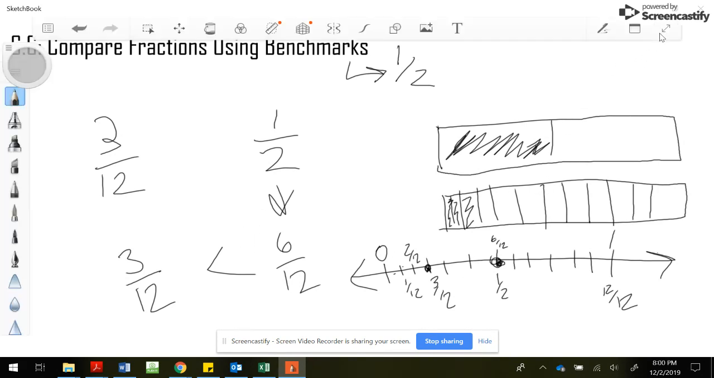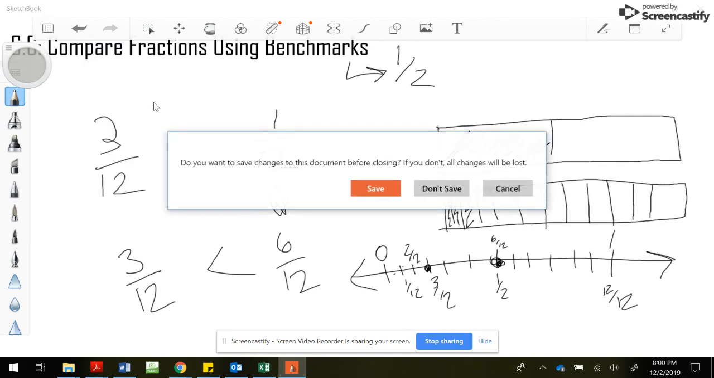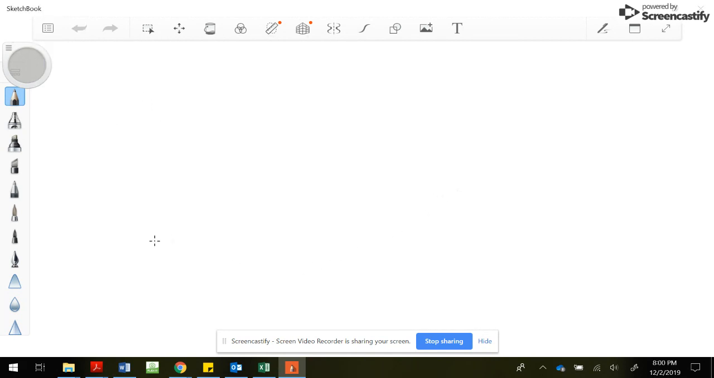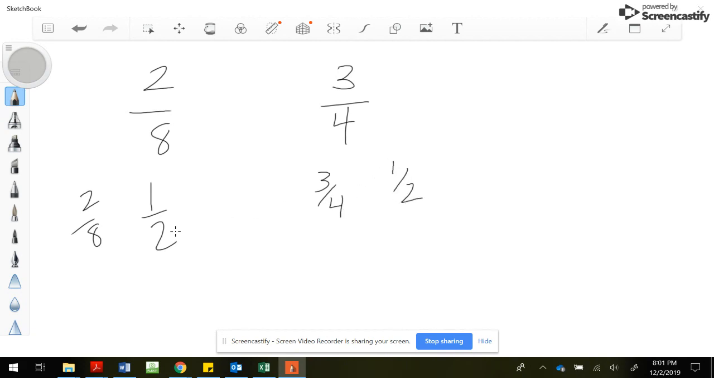Sometimes we'll have problems where neither of our fractions will be halves. So for example, we might have, let's do 2/8 and 3/4. So we're going to compare both of these to our benchmarks. We're going to kind of compare them separately. When I think 2/8 compared to 1/2 and 3/4 compared to 1/2. So 1/2 in eighths, I know that would be 4/8. Which one's bigger? I know 4/8 is bigger, which makes 1/2 bigger. So 2/8 is less than 1/2.